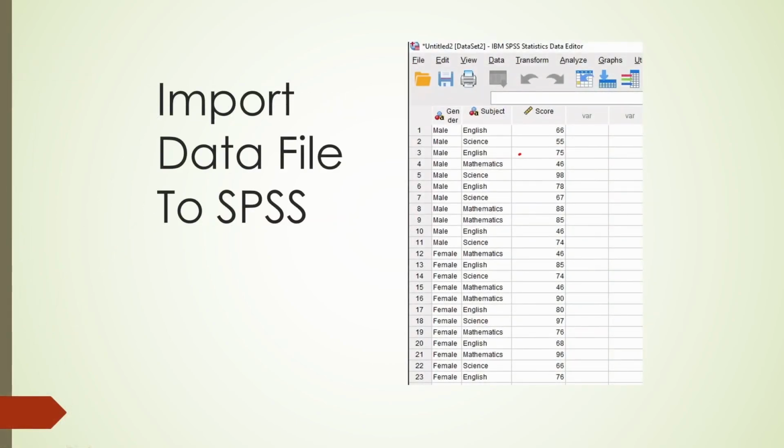And this is how the data looks after you import it from Excel to SPSS. As you can see, the data is the same: male, female in gender, and in subject we have English, science, and mathematics, and the score.